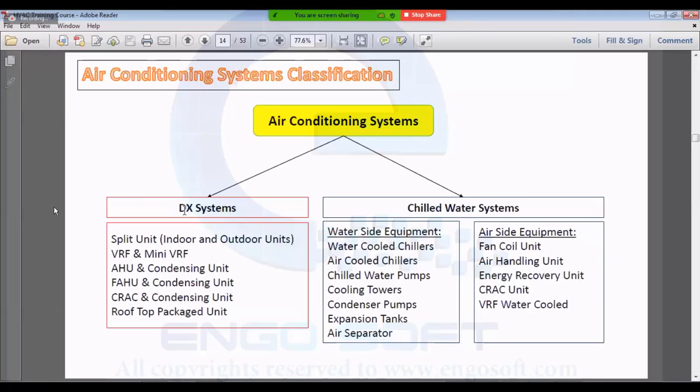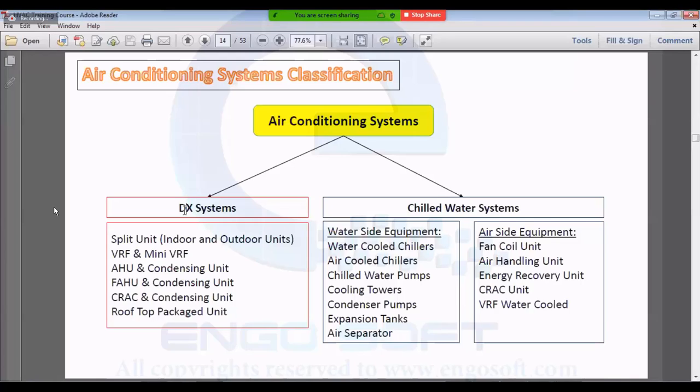So what are the types of the DX systems? The first and simplest type is the split unit in your home, and everywhere actually, with indoor and outdoor units, right? Yes. Second, there's a type called VRF. What's VRF? Variable refrigerant flow. We will know what variable refrigerant flow is now.